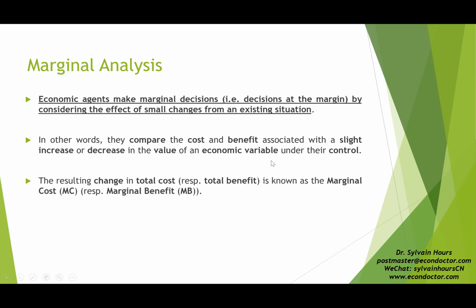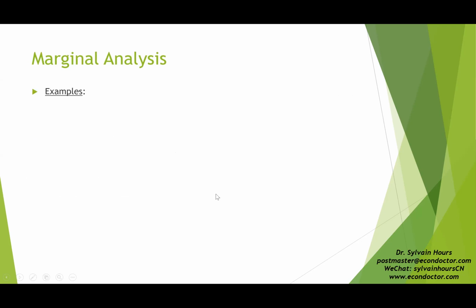Okay, this is essentially a marginal decision. And how do we make this decision? We simply compare the benefit of slightly changing the value of the economic variable and the cost associated with a small change in the economic variable. And of course, we will make sure that we make the best possible decision to achieve maximum satisfaction.